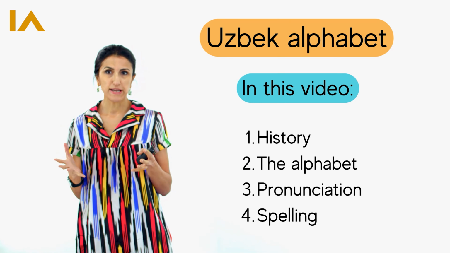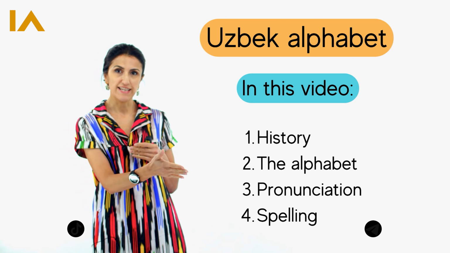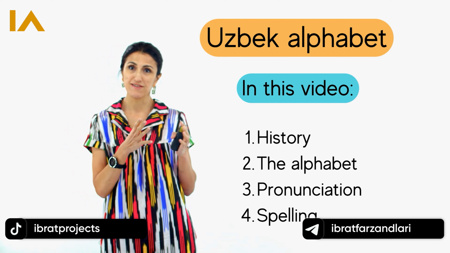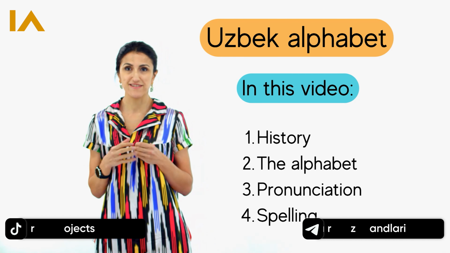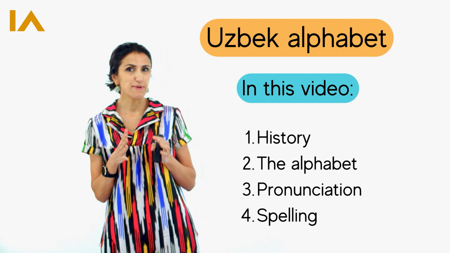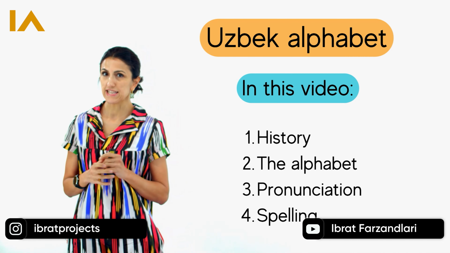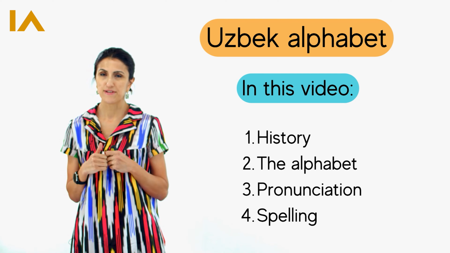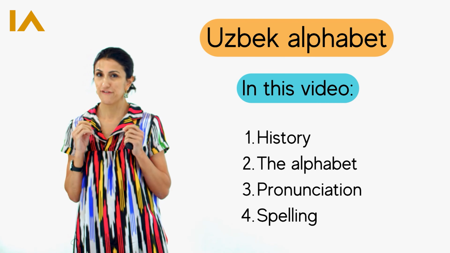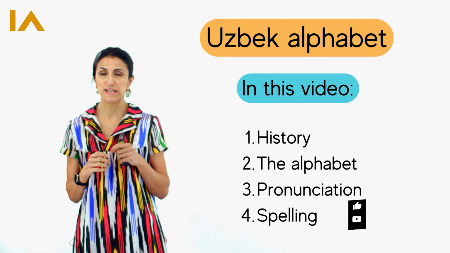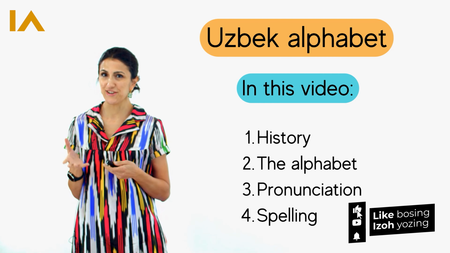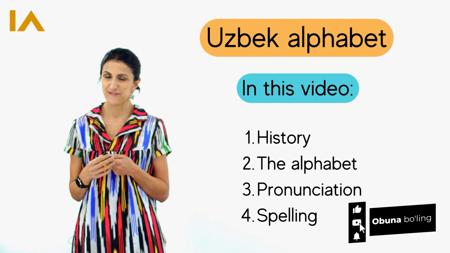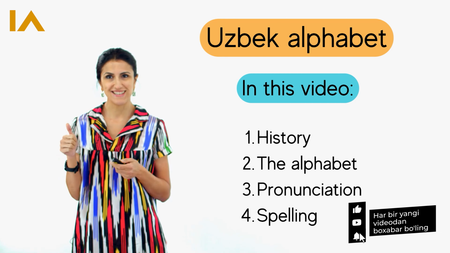In the first place, I would like to touch base on the history, and then we'll read the alphabet, the letters themselves. We'll touch base on the pronunciation of tricky letters, and also I will share my views on some letters that are very important when it comes to spelling and writing. Tayyormisiz? Boshladik. O'zbek alifbosi darsi.